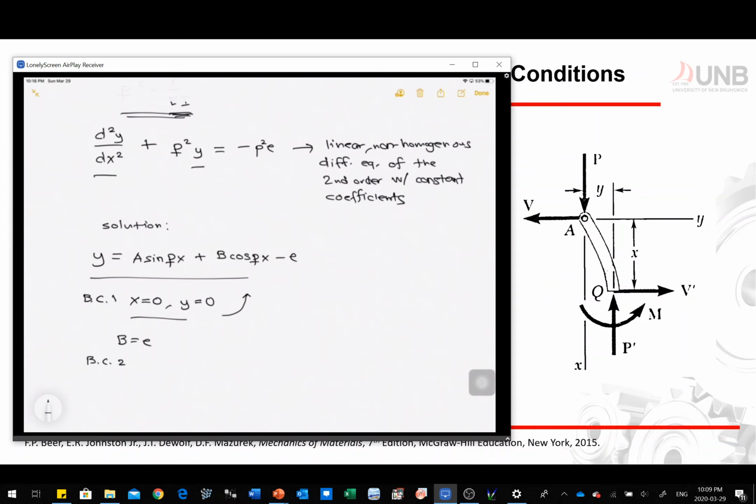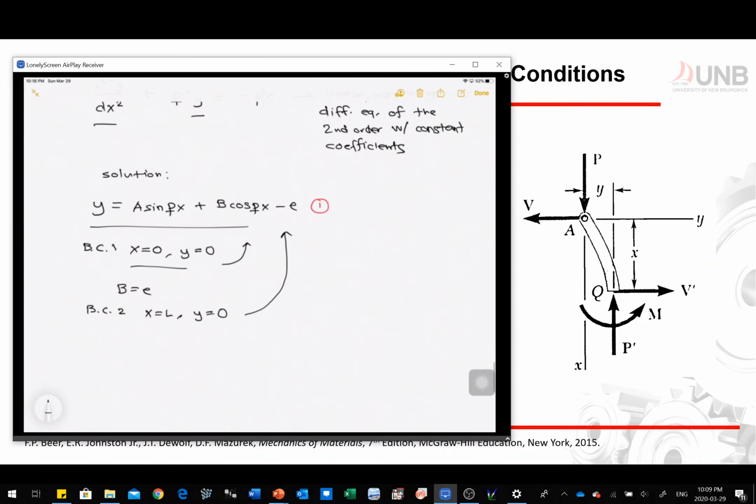Now let's move to boundary condition number 2. At x is equal to L, we have y is equal to 0. Now based on this equation, let's call it equation 1 so that we can always go back there. We substitute it into equation 1, and then we will get the following equation. So using boundary condition 2, we're going to get A sine small p L is equal to e times 1 minus cosine small p L.